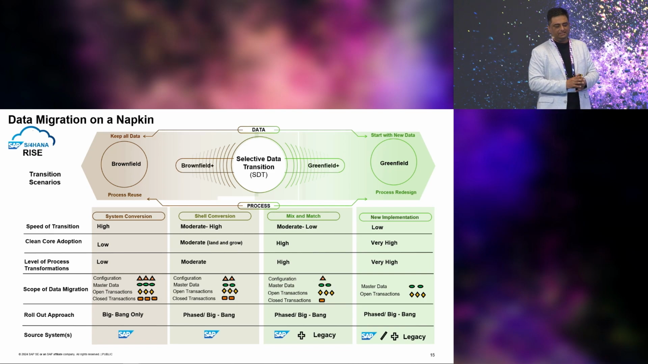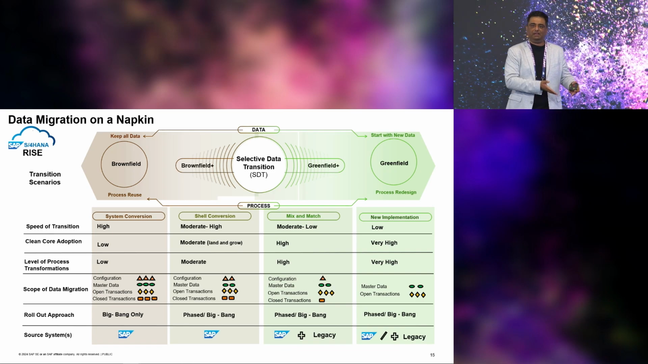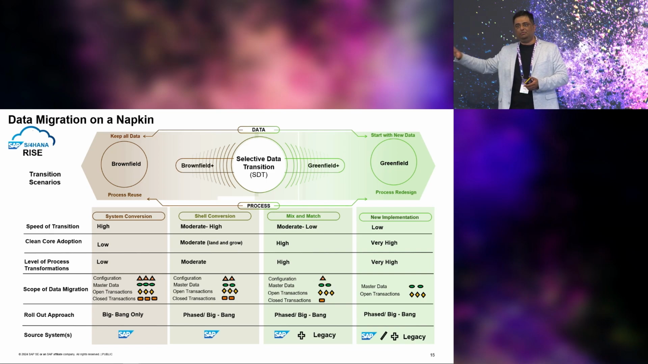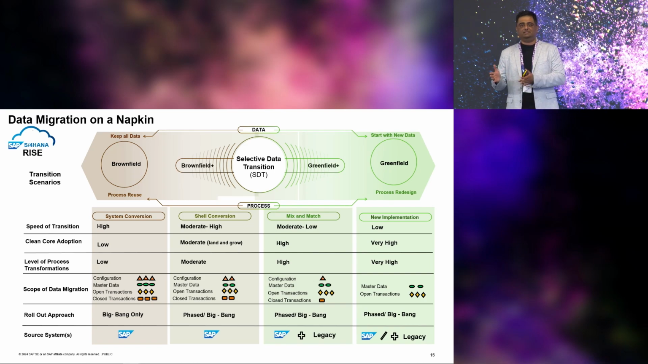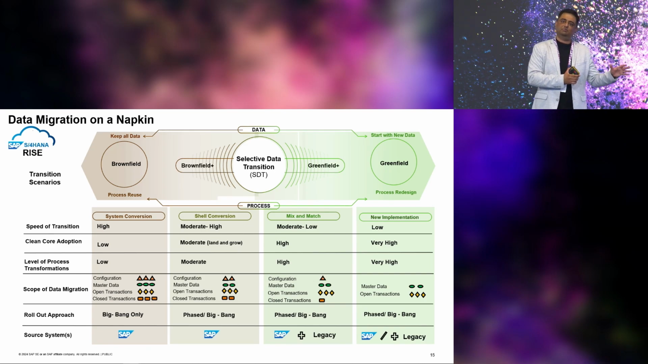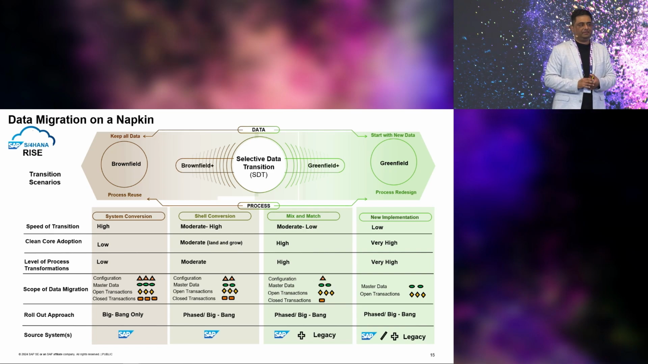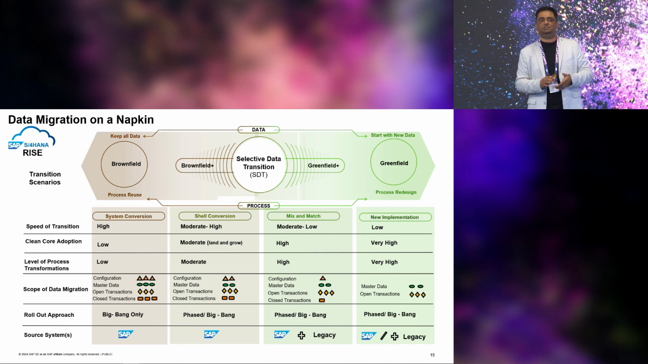We have other dimensions here, the level of process transformations that are possible in case of a system conversion, new implementation, versus the mix and match and shell creation options. Obviously the process transformations are highest with the new implementation scenario. You could do moderate to high process transformations with the SDT approach, and process transformations are a bit low in system conversion because you're taking existing processes as they are and only going for mandatory simplifications. One important aspect to consider here is the scope of data migration. And this is a starting point when we really talk about data migration options.